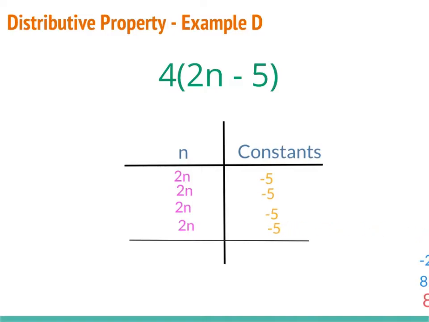So now I can combine my like terms. 2 plus 2 plus 2 plus 2 is going to give me 8n. And then negative 5, negative 5, negative 5, negative 5 is going to give me negative 20. So my final answer is 8n minus 20. So let's move on to another example.